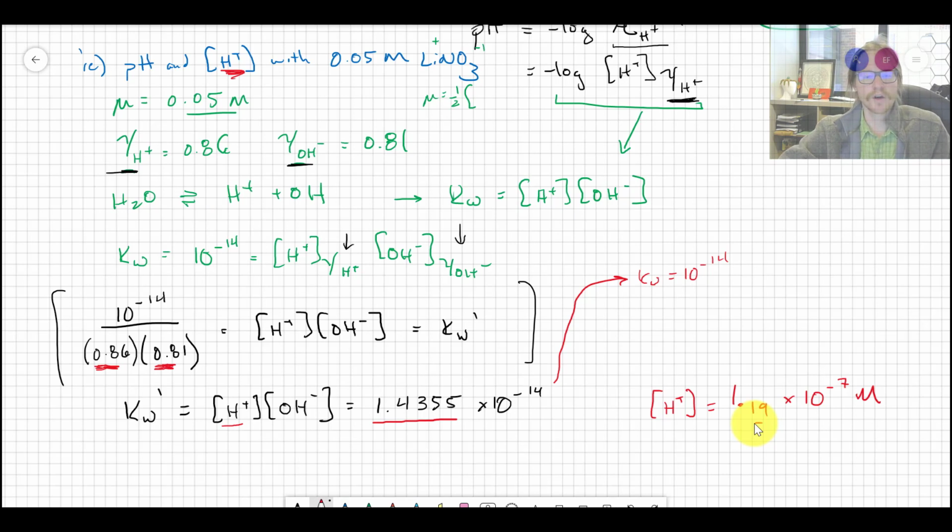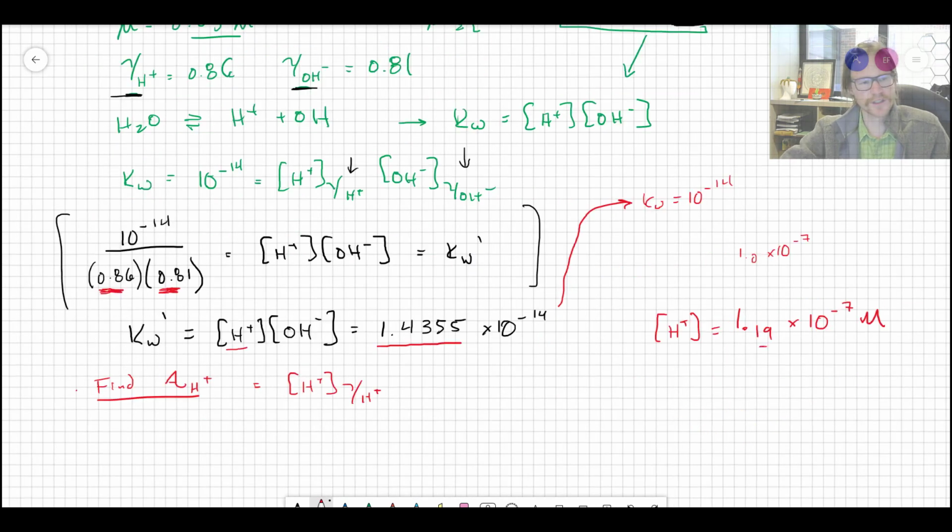But you know that the hydrogen ion concentration, if we assume no KNO3 or lithium nitrate is present, is going to be 1.0 times 10 to the minus 7. So that manifested in about a 20% increase in concentration simply because of another salt being dissolved in water.